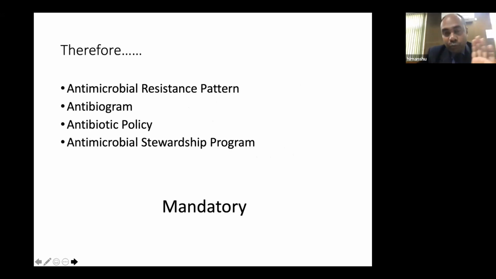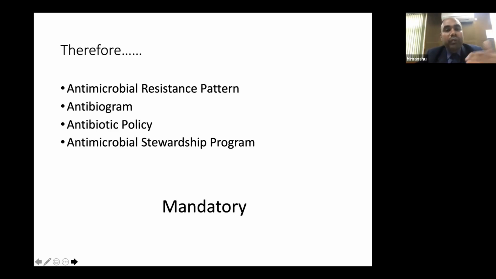Therefore, one important baseline which should be there for any institute in the present scenario is this. Maybe 10 years back we were not thinking about it, but now with each year, it is important that every institute, every unit should have its own antibacterial resistance pattern. Of course, you need at least 30 isolates in most cases to have an antibacterial resistance pattern, and you should have an antibiogram. And finally, an empirical antibiotic policy should be there for each institute, which should be followed.